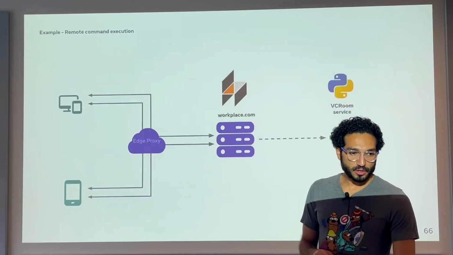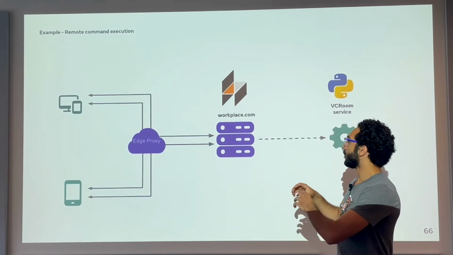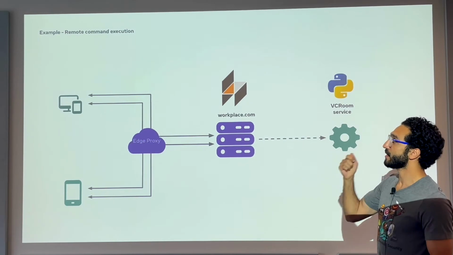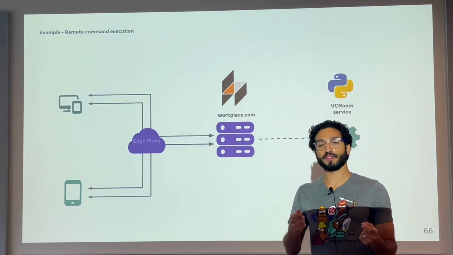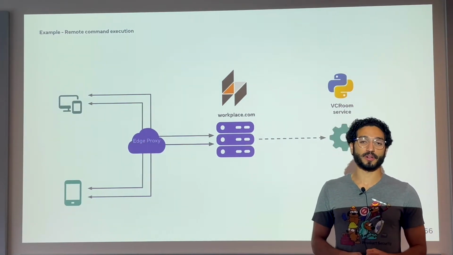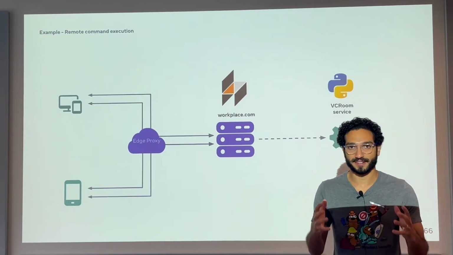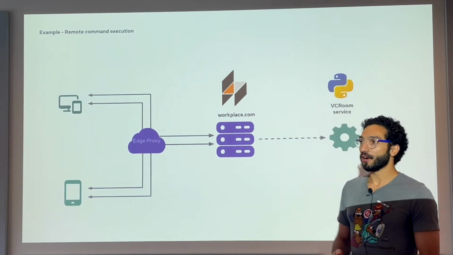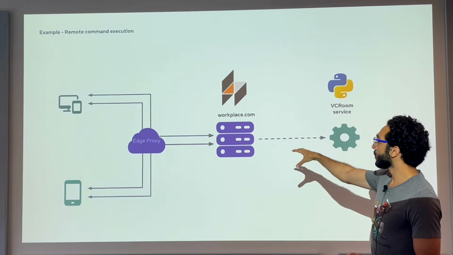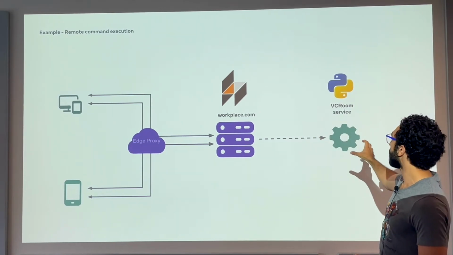So let me start with giving you an overview of the vulnerability. One, it is a remote command execution. Yes, we have found a remote command execution with cross-repo analysis, which for me is amazing. All right, so the flow starts from Workplace and ends in a Python service.